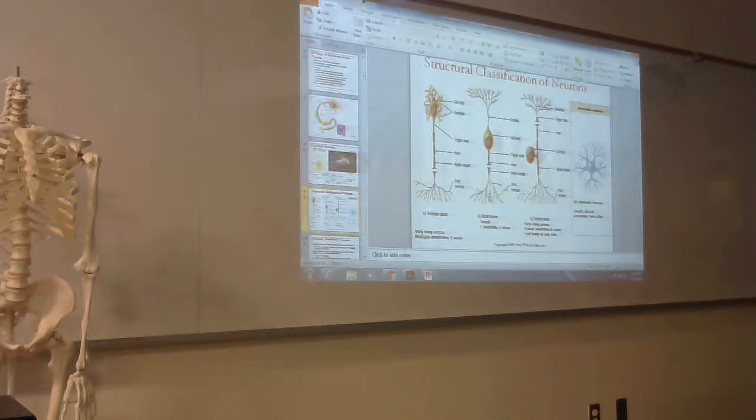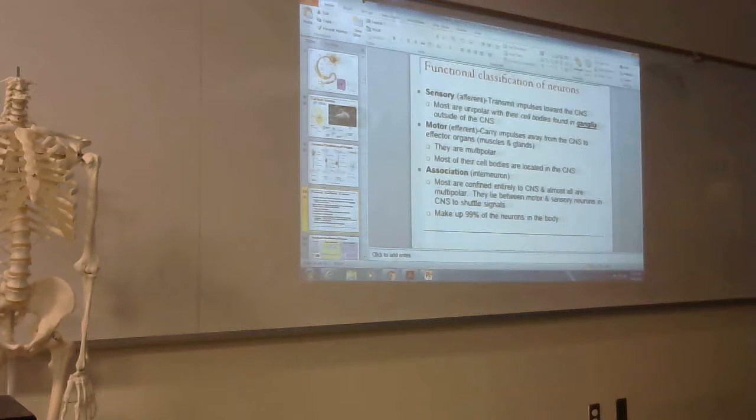Bipolar cells are only found in your special sense organs, remember? And unipolar are only sensory in function. This one, multipolar, is the most abundant neuron type. And they can be association, they can be motor, or they can be sensory. So you need to know what's a sensory neuron, what's a motor neuron, and then association neuron. Okay?